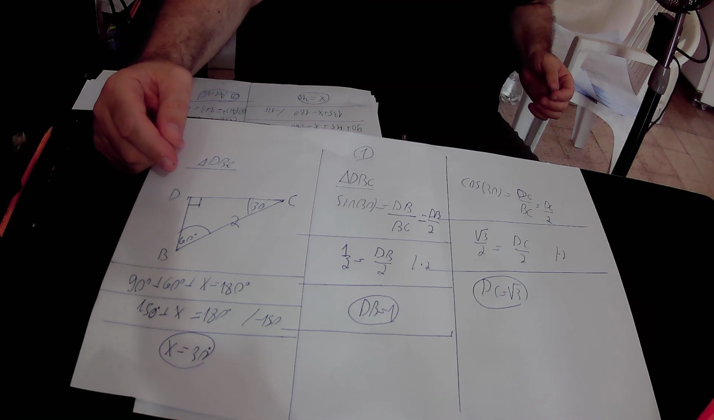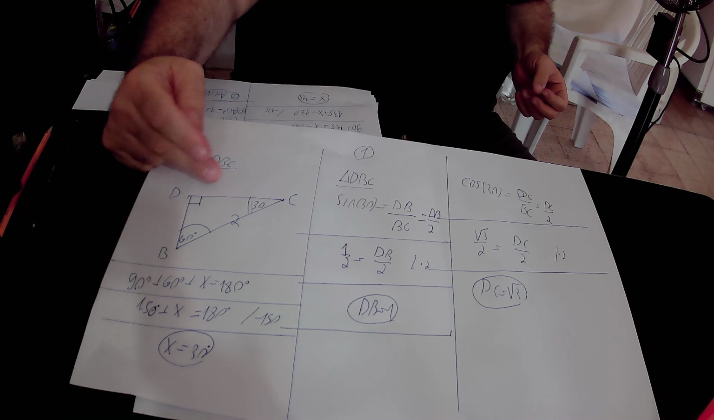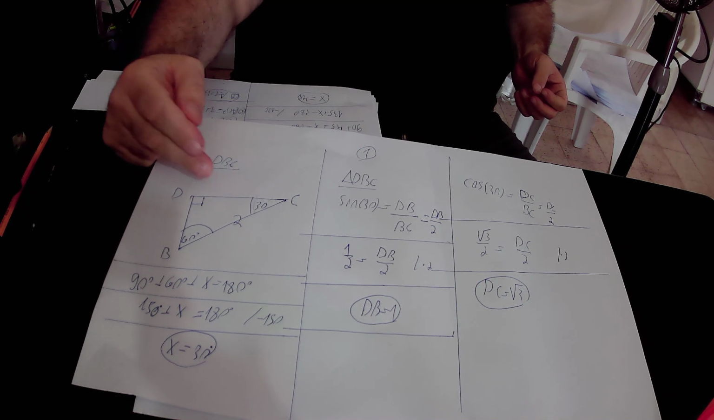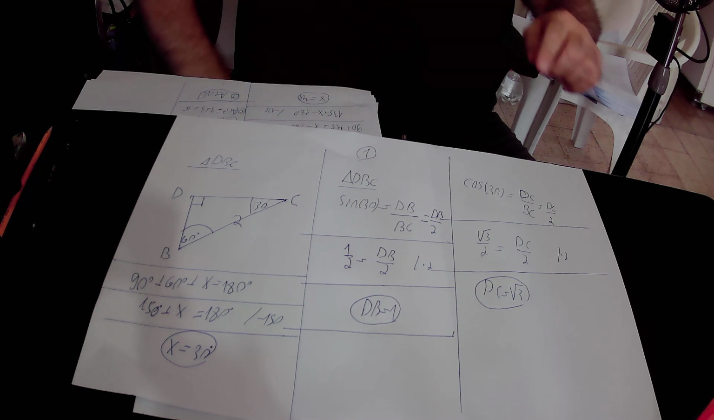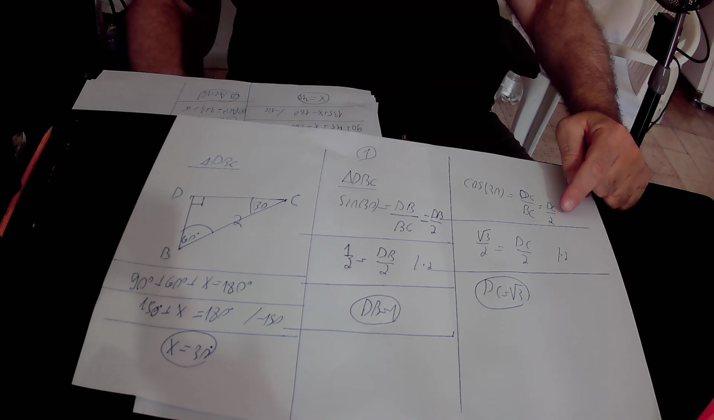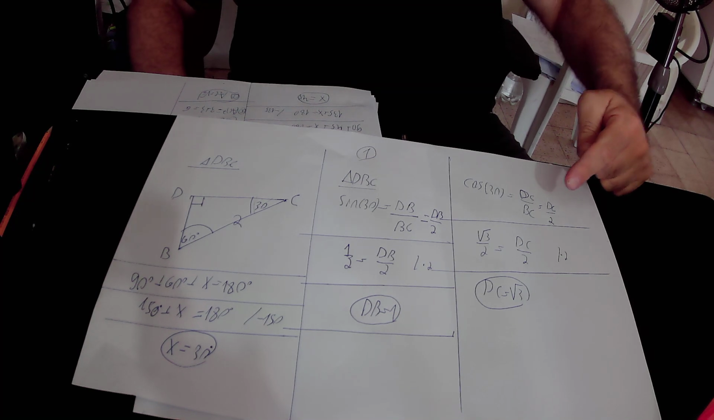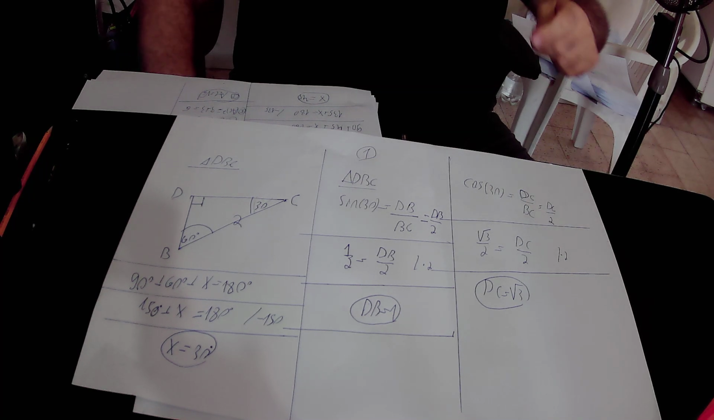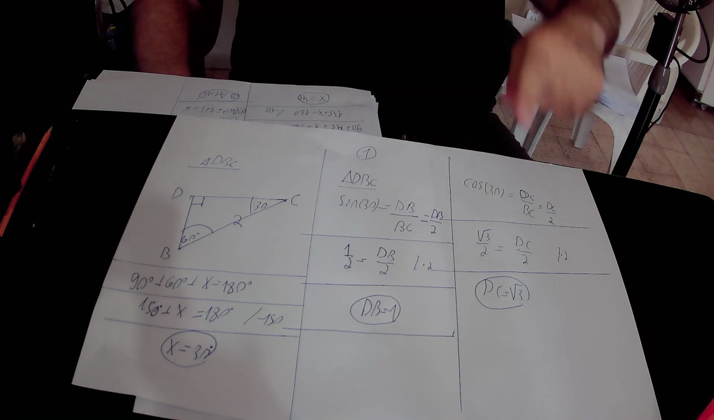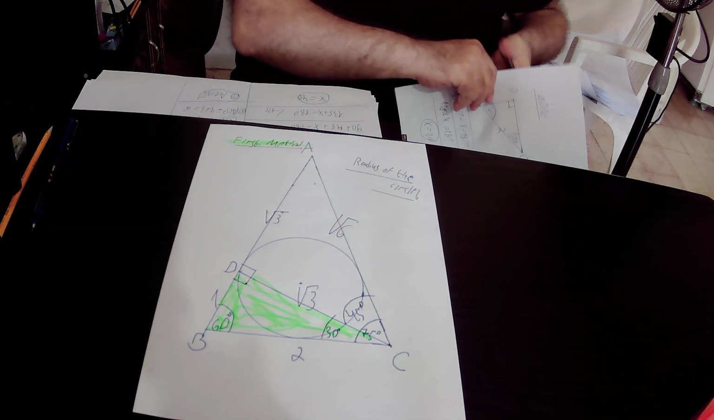We continue to focus on the right triangle BDC. On the right triangle BDC, cosine 30 degrees equals DC over BC. But BC is 2, so we substitute BC by 2. And cosine 30 degrees is square root of 3 over 2. So square root of 3 over 2 equals DC over 2. We multiply this equation by 2 and we find that DC equals square root of 3 units.